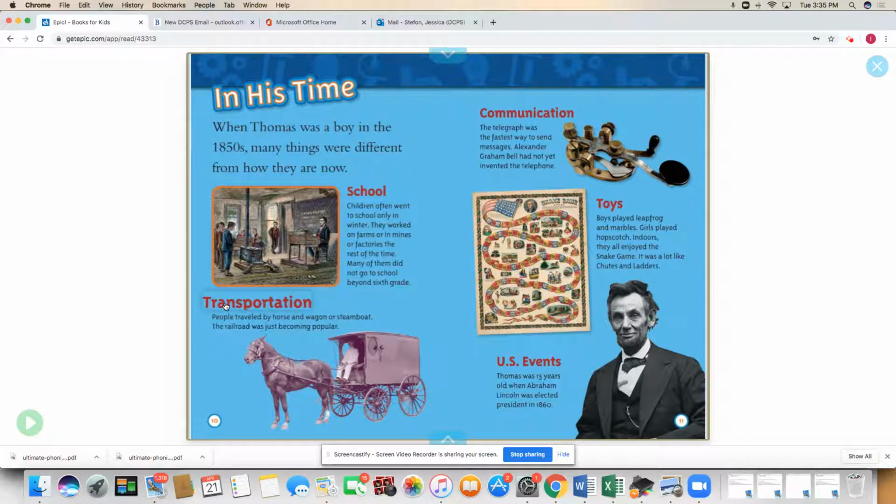Transportation. Okay, you see people got around by a horse and buggy. Communication. Telegraph was how people sent messages. There were no cell phones. The toys were very different. And we learned that the president at the time was Abraham Lincoln. And like I said, when you guys are doing your second read, you could look through and explore these ideas.